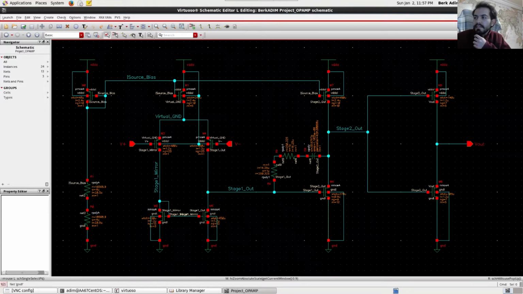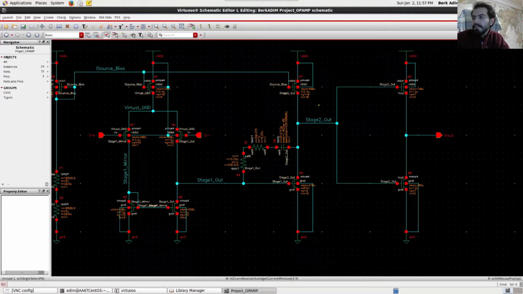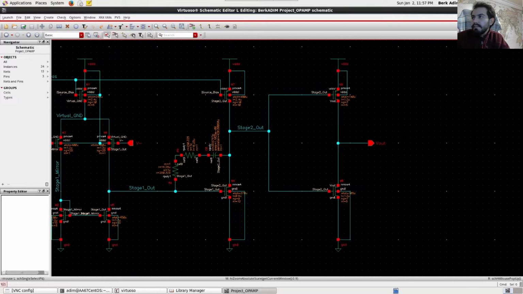Then we get a classical second stage, a classical current source load amplifier here, and then we got a class B output stage. Well, why use a class B output stage? That is because we want rail-to-rail output from our op-amp. We want the output to go as far below as 0 and as high as, well, we actually want it to go as far as 4, but you know, going as far as 5 isn't a disadvantage.